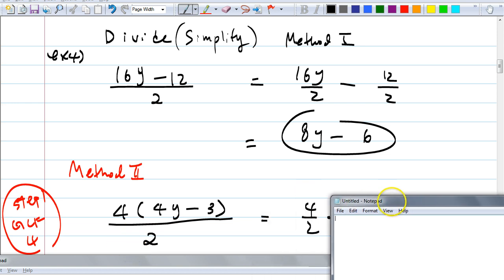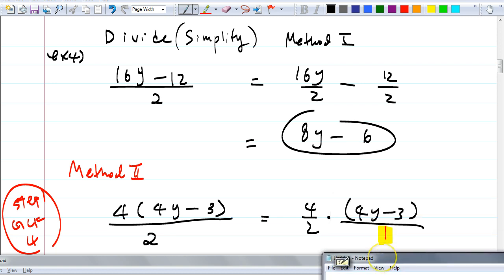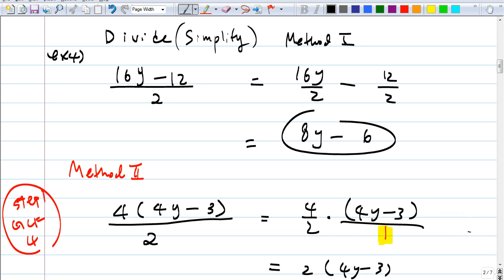4 over 2 times what? 4y minus 3 over 1. Would you not agree? Right? What is 4 over 2? 2. And you say, wait a minute, we don't get the same answer as before. Yeah, we do.